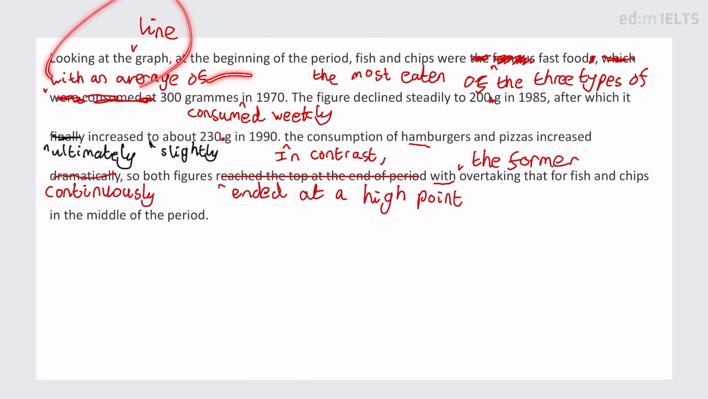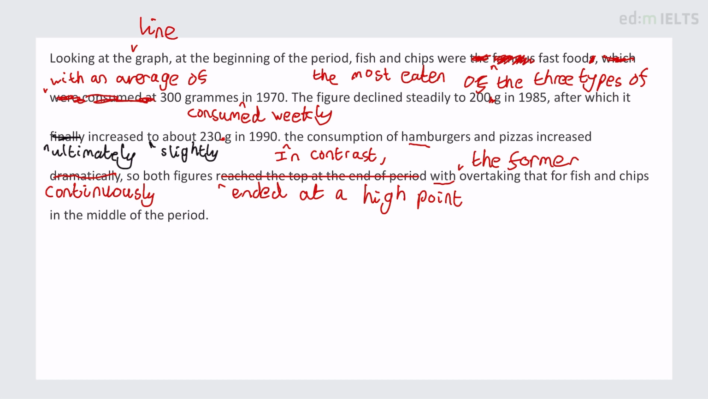Looking at the line graph, at the beginning of the period, fish and chips were the most eaten of the 3 types of fast food, with an average of about 300 grams consumed weekly in 1970. The figure declined steadily to 200 grams in 1985, after which it ultimately increased slightly to about 230 grams in 1990. In contrast, the consumption of hamburgers and pizzas increased continuously, so that both figures ended at a high point, with the former overtaking that for fish and chips in the middle of the period.